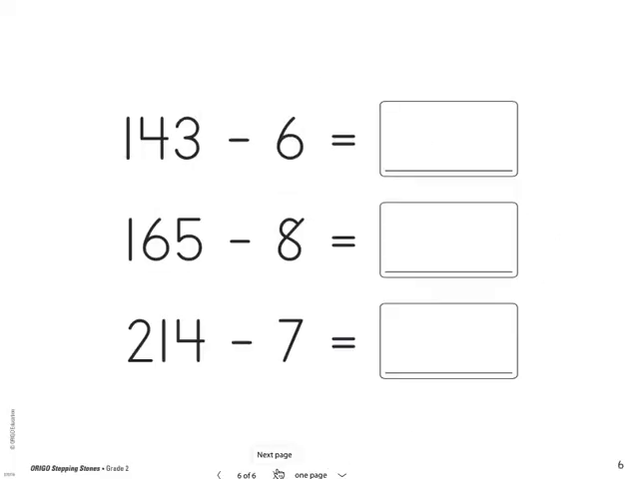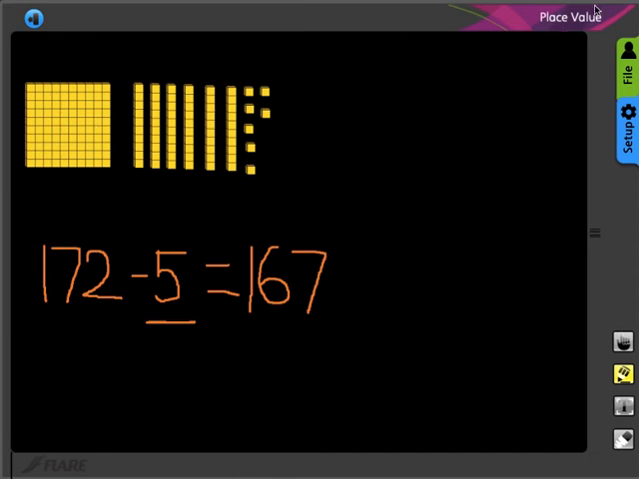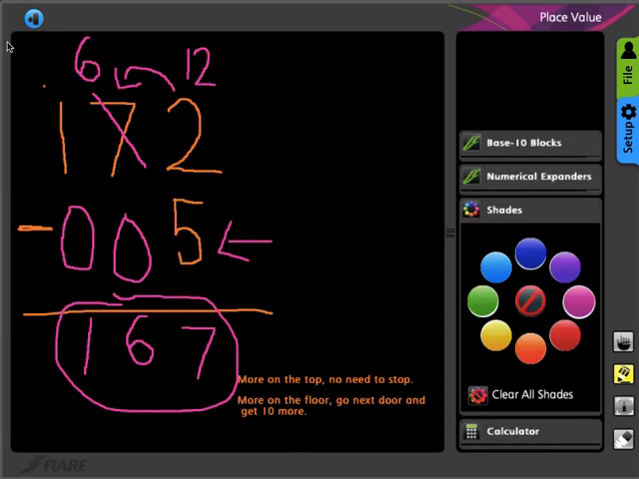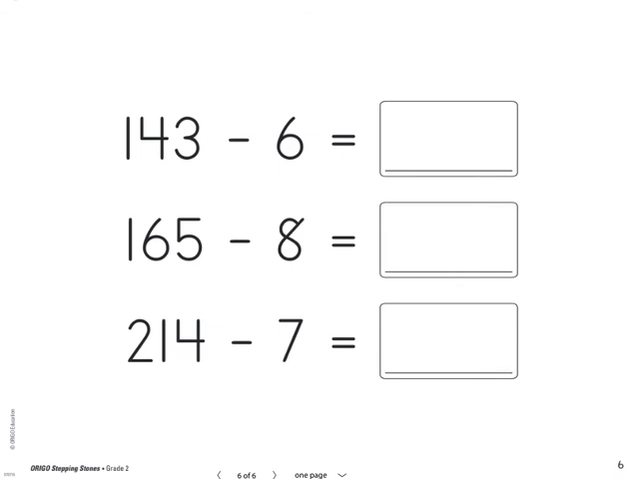I would like you to try 143 take away 6, 165 take away 8, and 214 take away 7 on just a plain piece of paper. You do not need to submit this to me in your portfolio. This is just going to be used as practice. Take as much time as you need and use either the block strategy, using blocks, like we did here, or set the problems up vertically, like we did there. Okay? Take as long as you need to solve these 3 problems.